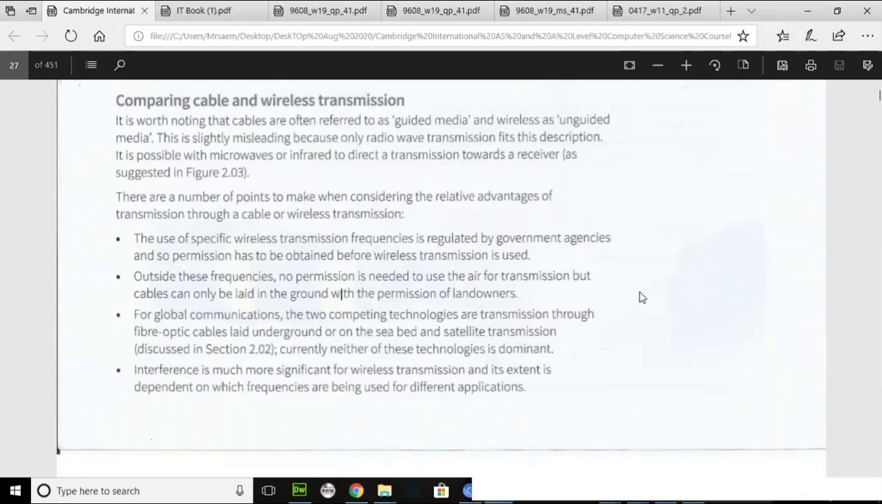Optical fibers usually are laid under the seabed. At the same time, you can use satellite transmissions as well. You might have heard that a fiber optic cable under the sea in the Indian Ocean got damaged. Why? Obviously, we are using fiber optic for that.